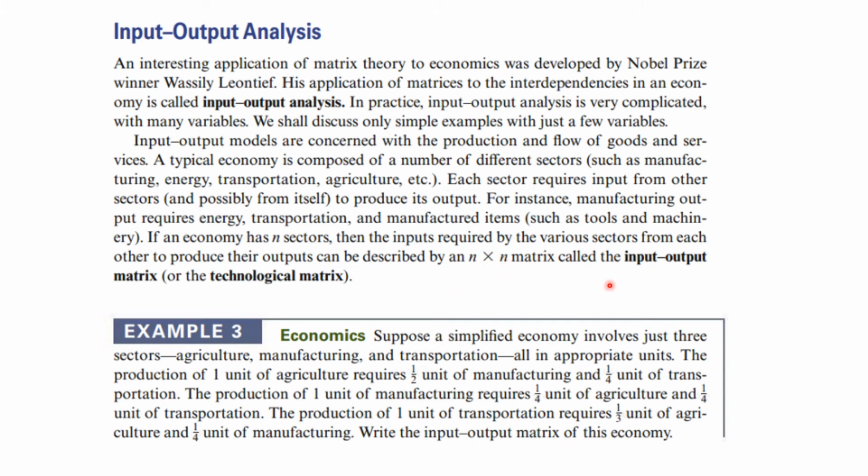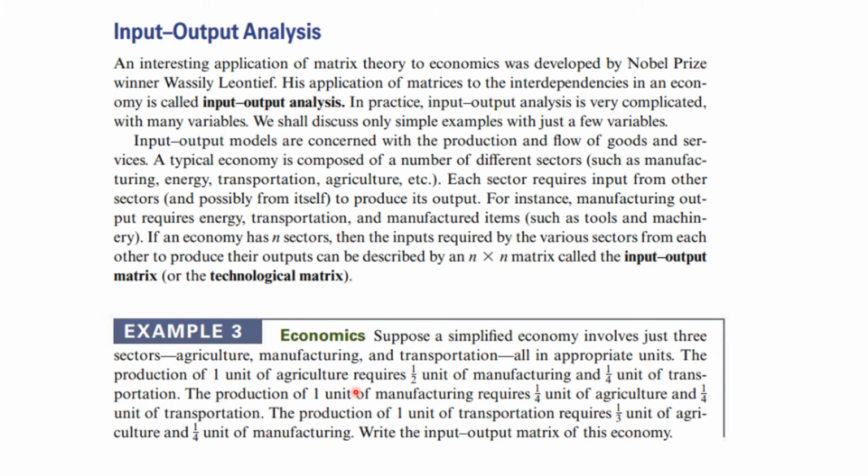So we have this input-output matrix, and sometimes this is called the technology matrix. The inputs required by the various sectors from each other to produce outputs are described in this matrix. This is the input-output matrix. Okay, so let's do an example then. Suppose a simplified economy involves just three sectors: agriculture, manufacturing, and transportation, all in appropriate units, usually money.